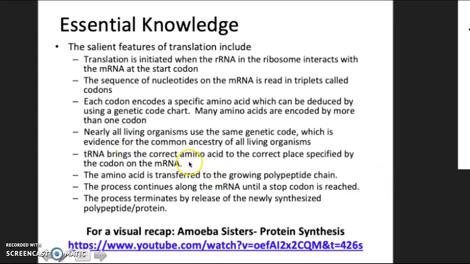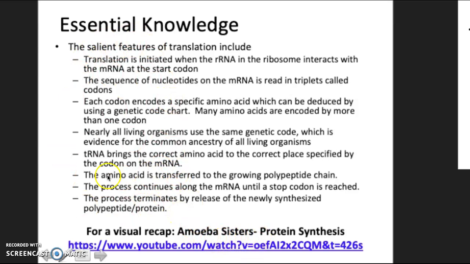Transfer RNA brings the correct amino acid to the correct place specified by the codon on the messenger RNA. Once that transfer RNA binds, the amino acid that it's carrying is transferred to the growing polypeptide chain. And then the process continues along the messenger RNA until a stop codon is reached. And at this point, the process terminates by releasing the newly synthesized polypeptide, and the protein is then able to fold up and form the protein.